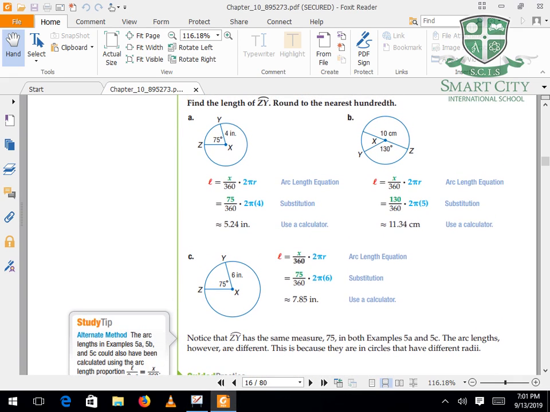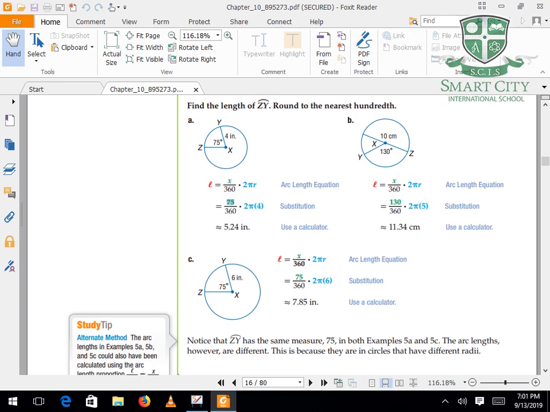Find the length of ZY, rounded to the nearest hundredth. ZY is in front of angle 75 and the radius equals 4. So 75 over 360 is multiplied by the circumference of the circle, 2 pi r, where r equals 4. So the answer would be 5.24.